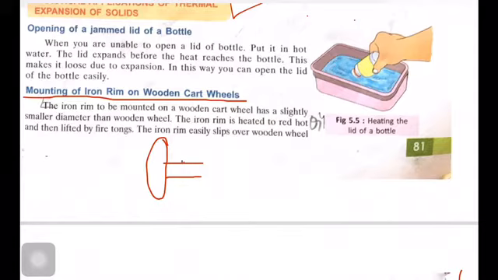So what will you do in this case? You will heat the iron rim so that it will be red hot. So when you heat it, the diameter of the iron rim will increase and it will easily slip onto the wooden cart wheel. Fine. And after they are fixed, you will pour cold water over it so that it will cool down and come back to its original size, and they will fix very well afterwards.